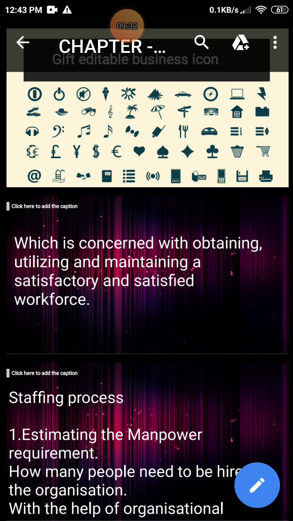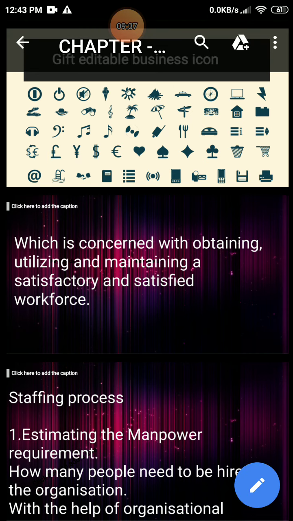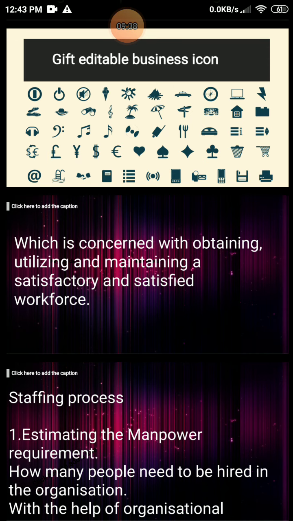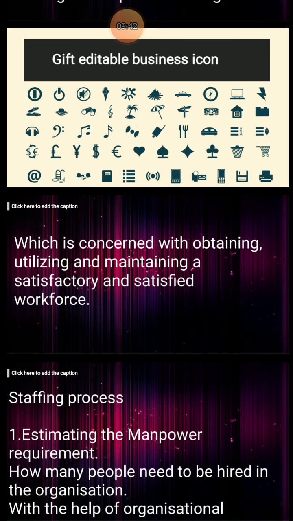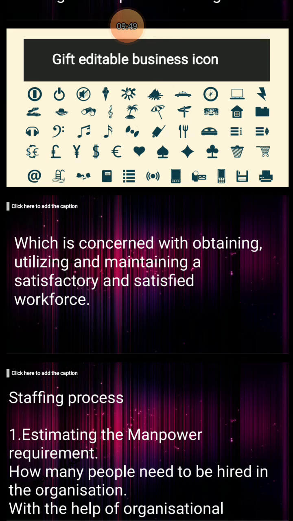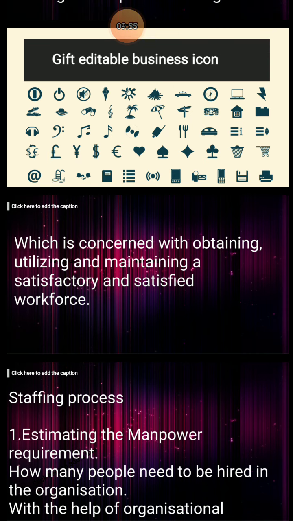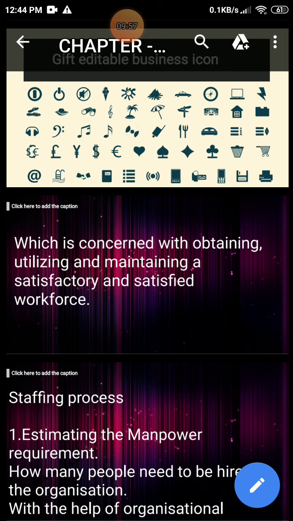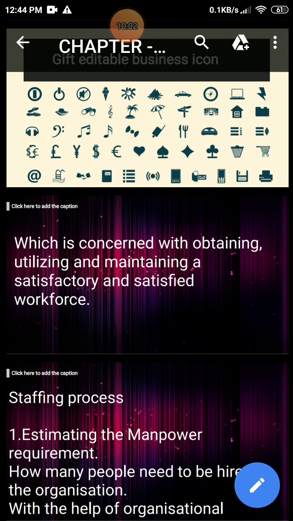So maintaining a satisfactory and satisfied workforce is mutual satisfaction. As an employer, if I am giving the work to the employee, I should also get satisfaction by seeing the performance of that particular employee. And when an employee is working so hard and really giving good results to the business organization, the moment I give monetary and non-monetary rewards to him, he gets satisfied.